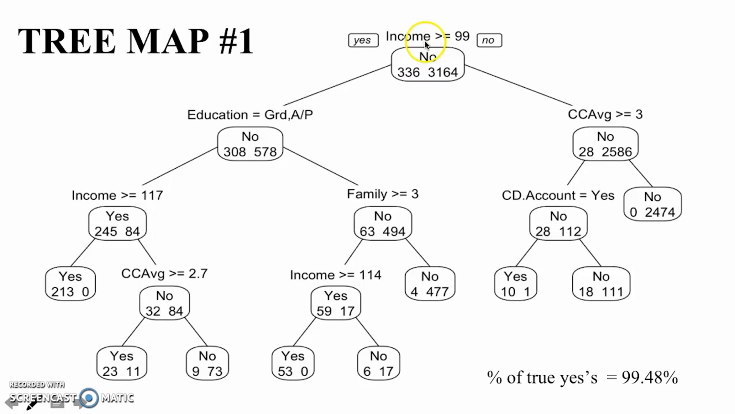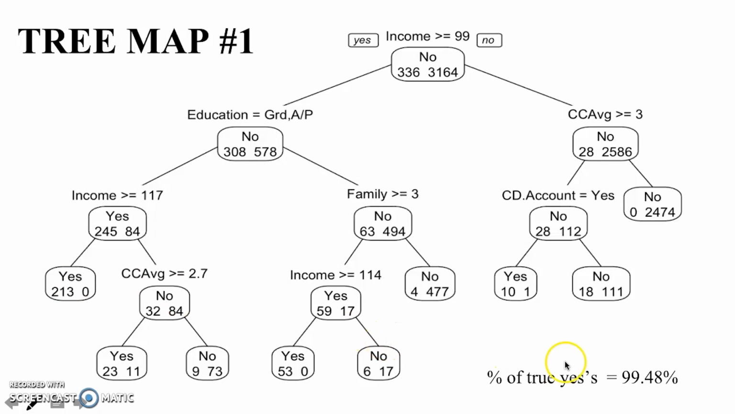So our first variable is income greater than or equal to 99,000? So we're going to say yes, income is greater than 99,000, and then we go to the next split, which represents education, graduate, or advanced or professional. So the majority of people did not accept the loan with an education of graduate, advanced, or professional, but let's say that we did have a graduate or professional education level, so we went to the next node. This one says, is income greater than or equal to 117,000? So if you would answer yes to this, you would go to the next node, which means yes, 100% of the people with these 3 variables did accept the loan.